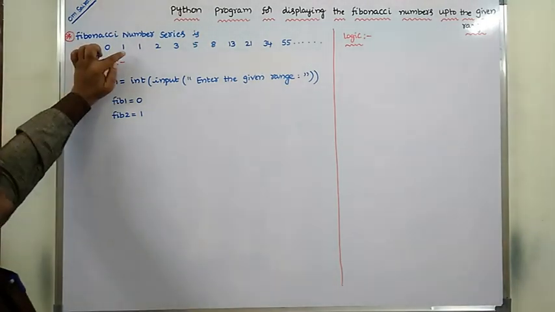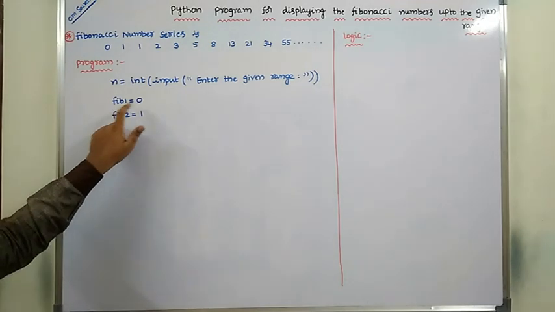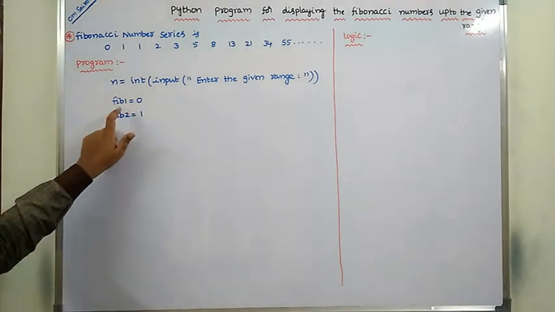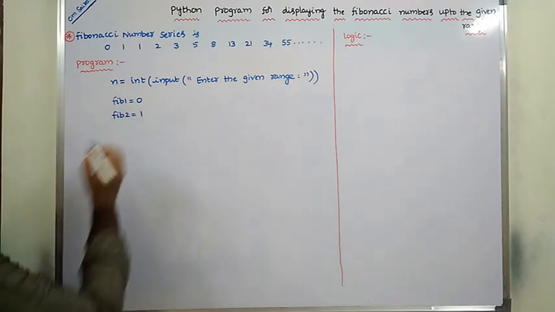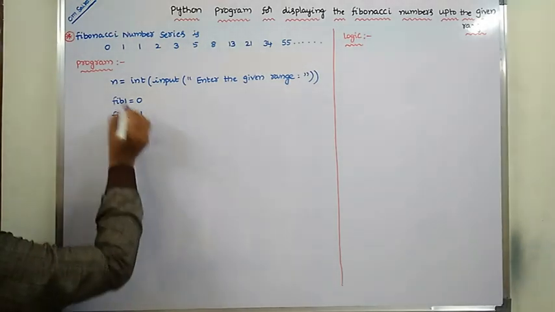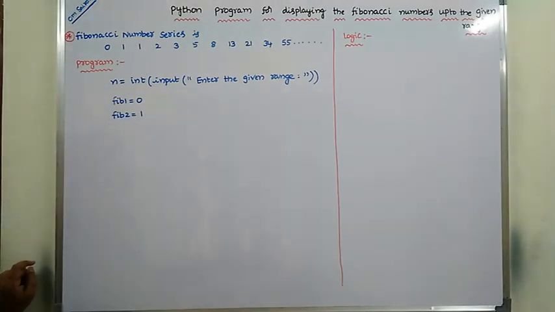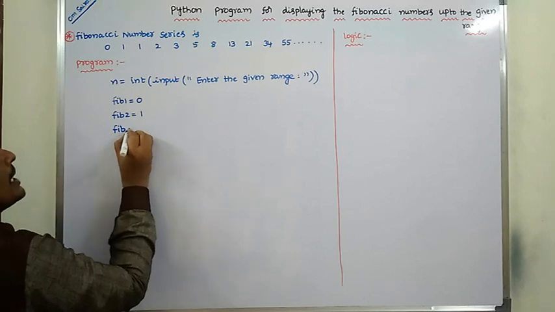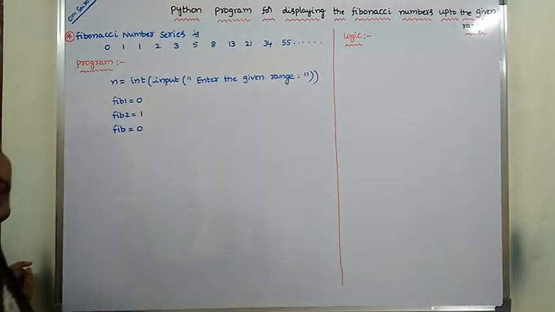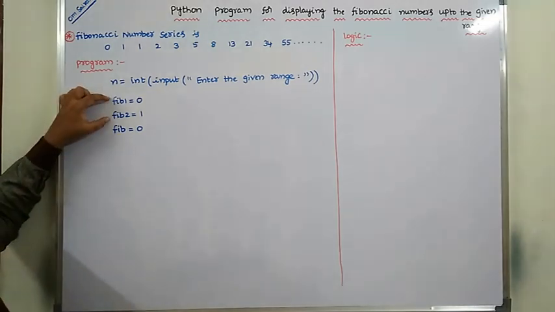First, we are taking these two Fibonacci numbers initially. Fib1 is nothing but the first number in the Fibonacci series, which is 0, so that is assigned to Fib1. The second number in the Fibonacci series, that is 1, is assigned to Fib2. Next, I am taking Fib. Fib is initially 0. How are we getting Fib? By adding the previous two, Fib1 plus Fib2.